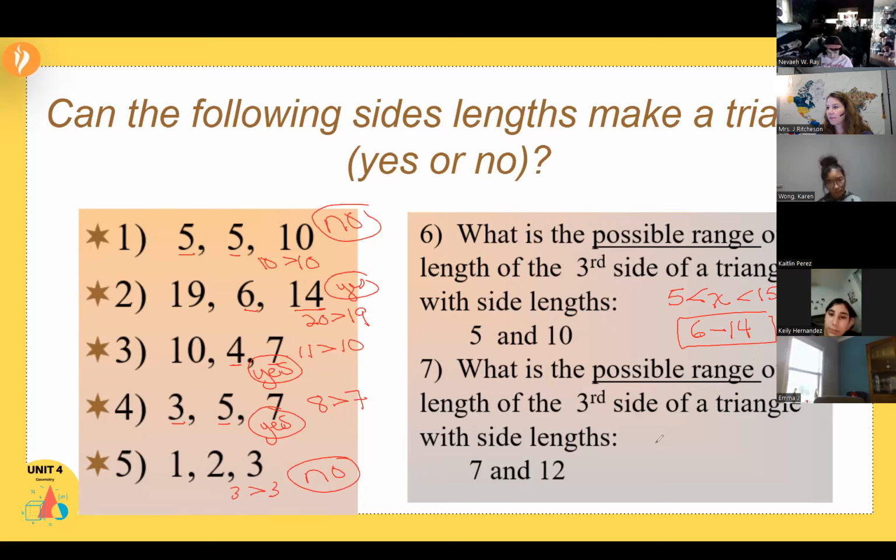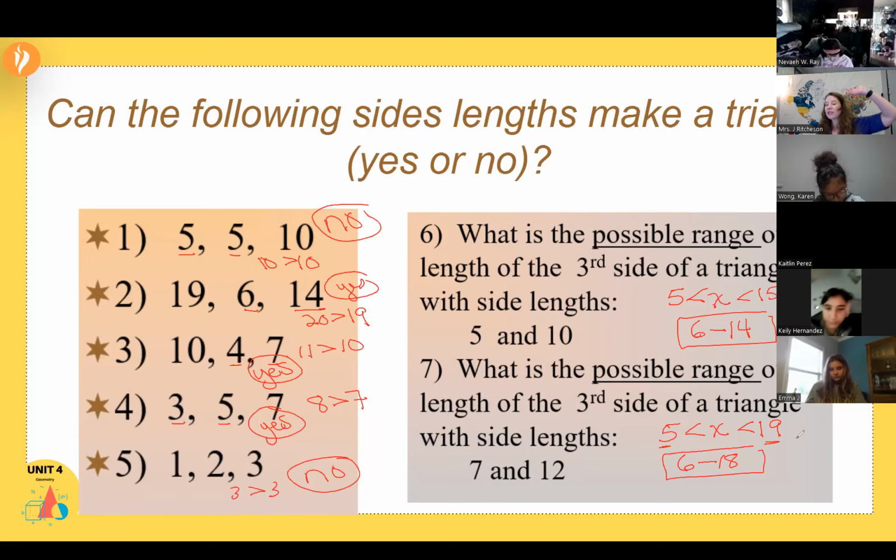All right, number 7, we're going to add and subtract. So if we subtract first, the difference of 7 and 12 is 5, right? If you add 7 and 12, you get 19. So X must be between 5 and 19. So if we're only using whole numbers, 6 through what? 18. Because X has to be between the difference and the sum.